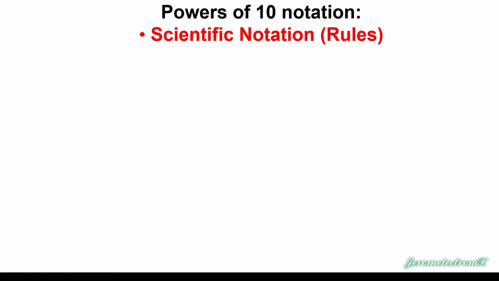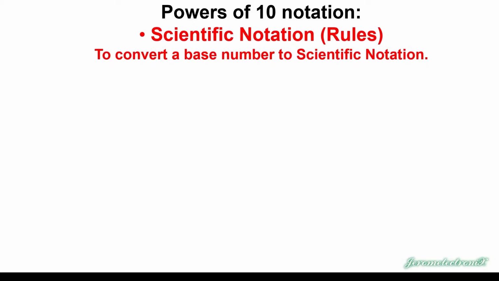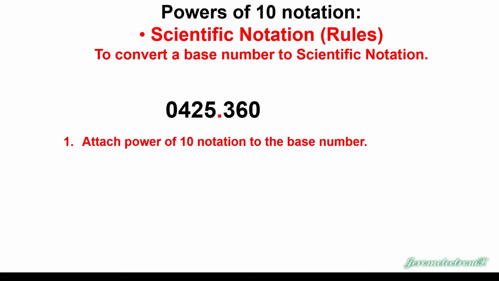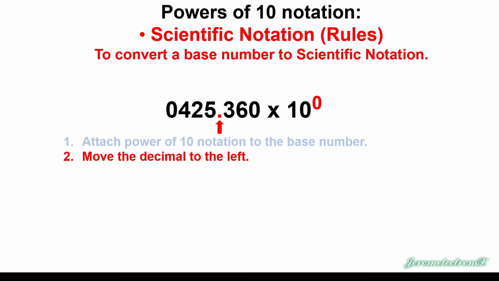So to convert a base number to scientific notation, let's pull up a base number. Here's 10425.360. The first thing we're going to do is attach a power of 10 notation to the base number. In other words, we're going to put the times 10 to the 0th power there. And we're going to take note of where the decimal is, because the decimal and the exponents move together. So we're going to move the decimal to the left for this number.